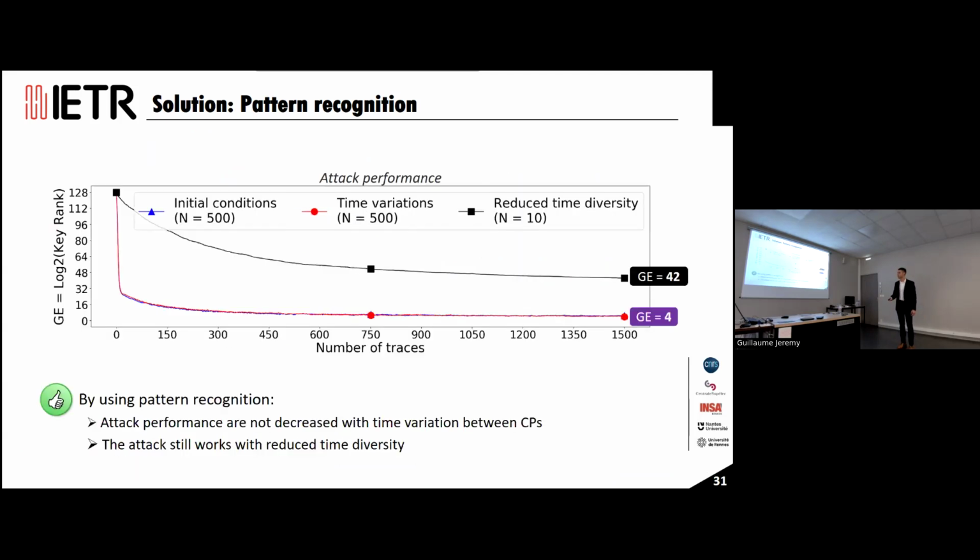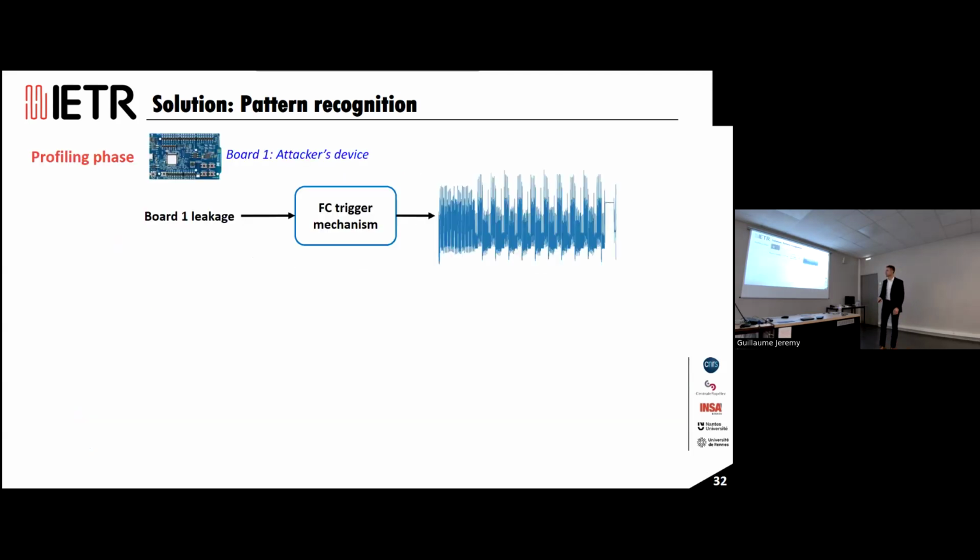And when we perform the same experiment, but using pattern recognition, we can observe that we remove the limitations from the initial method. Here, both in initial condition and with time variation, we get the same attack performance. And with the reduced time diversity, of course, the attack performance is decreased, but it's also because we decrease the time diversity order. So we reduce the noise reduction. And we could compensate this by increasing the number of traces that we collect.